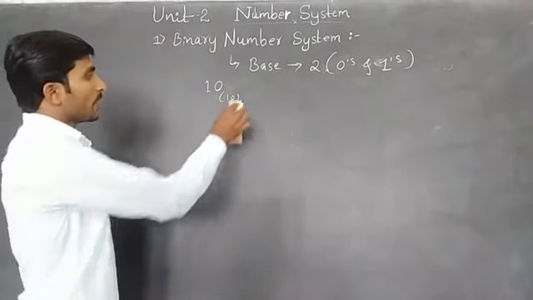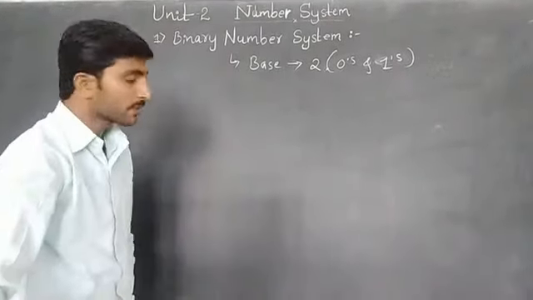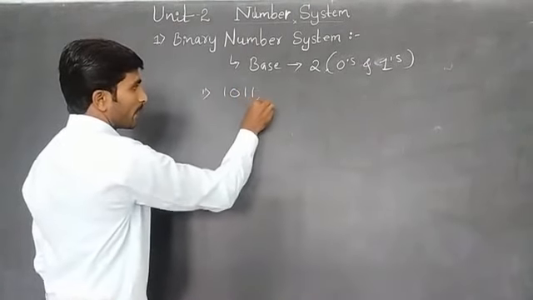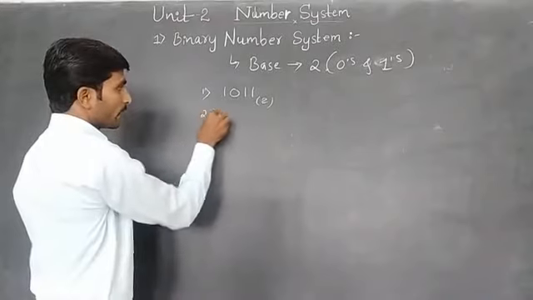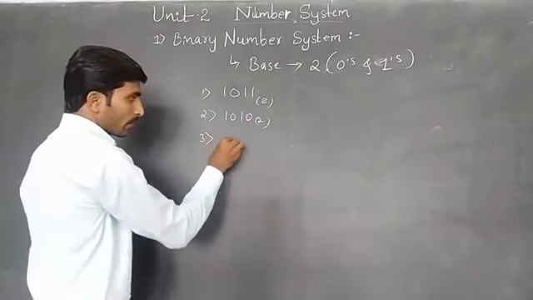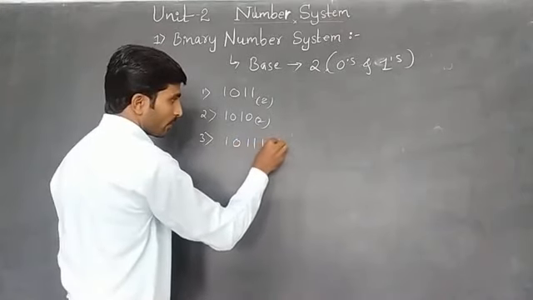Okay. So in this binary number system, we have examples like this. Example: 1 0 1 1, the base is 2. Second one: 1 0 1 0, base is 2. Third one: 1 0 1 1 1.